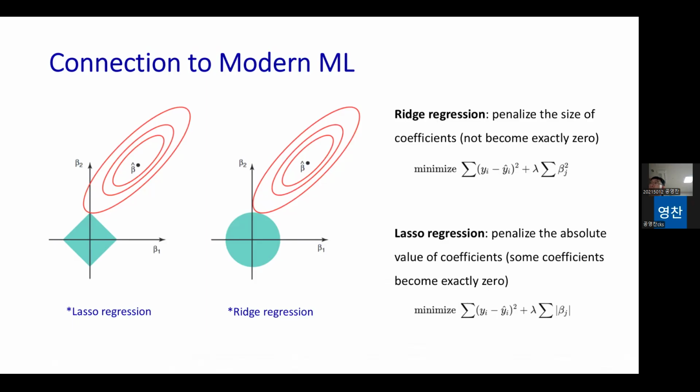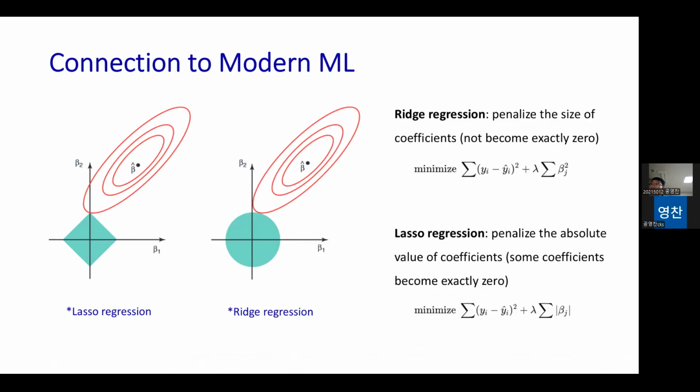Lasso, on the other hand, uses a diamond-shaped constraint. Because of its shape corners, the optimal solution often hits the axis, and it means some coefficients become exactly zero. This is why lasso effectively performs variable selection, while ridge mainly reduces model variance.